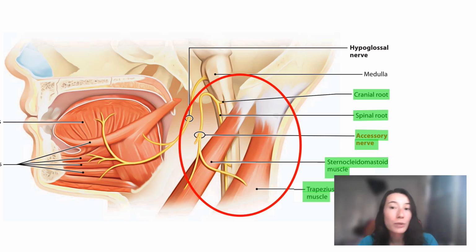Here's another schematic of the pathway. You can see the rootlets, kind of, but they are coming out of the cervical spine spinal cord. They're all combining to make a single nerve. Then they ascend and then loop back down where they're going to innervate the respective musculature.